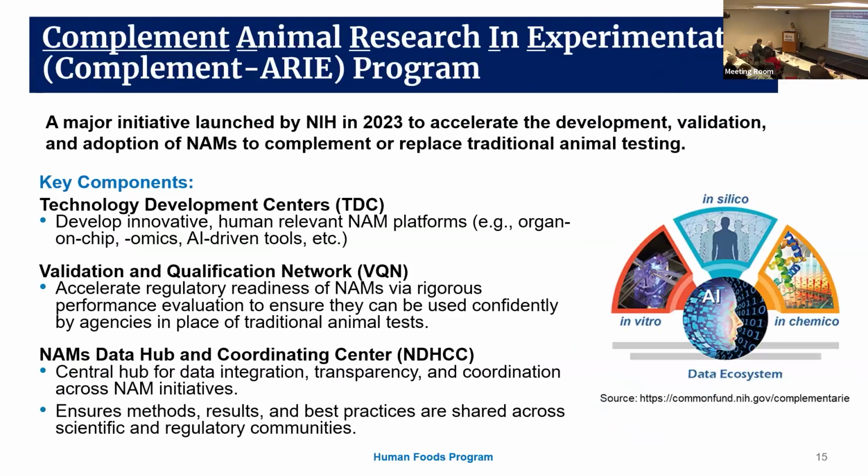The other group that I want to highlight is called the Complement Animal Research and Experimentation Program, or Complementary. It is a major initiative launched by the NIH in 2023 to accelerate the development, validation, and adoption of NAMs to complement or replace traditional animal testing. There are three components: Technology Development Centers, the Validation and Qualification Network, and the NAMs Data Hub and Coordination Center. I just want to focus on the last one, the Data Hub. It is a central hub for data integration, transparency, and coordination across NAMs initiatives, and it is intended to ensure methods, results, and best practices are shared across scientific and regulatory communities.